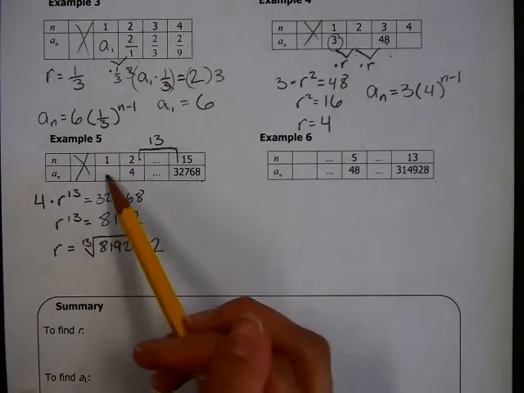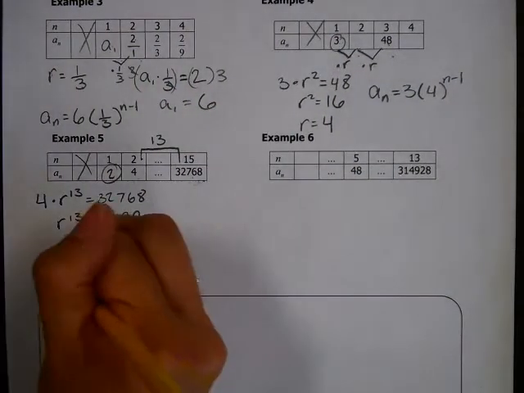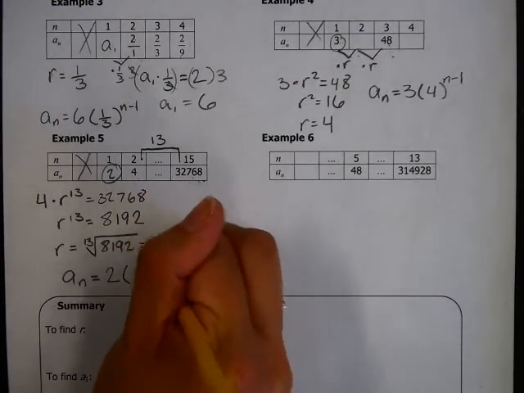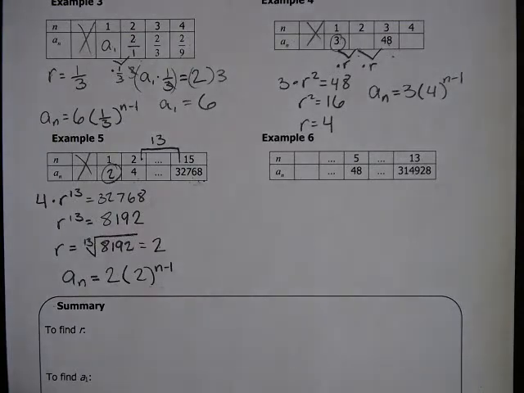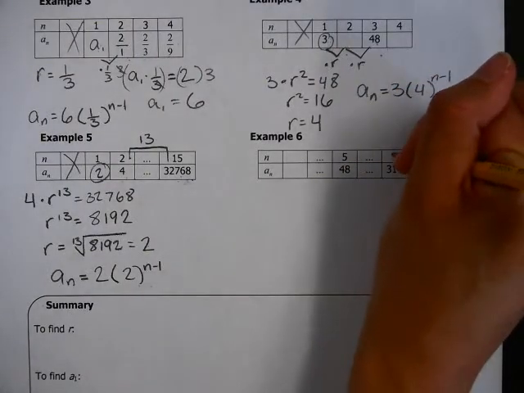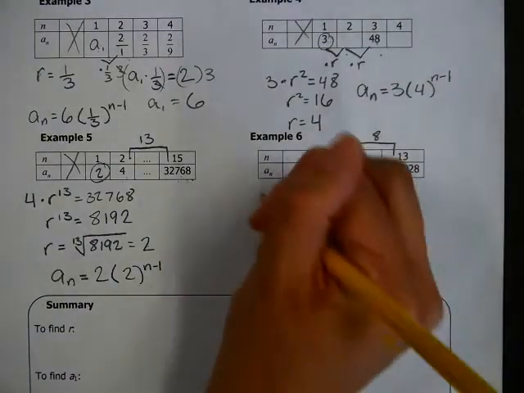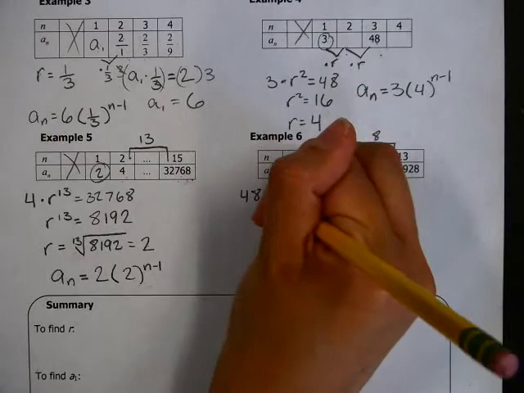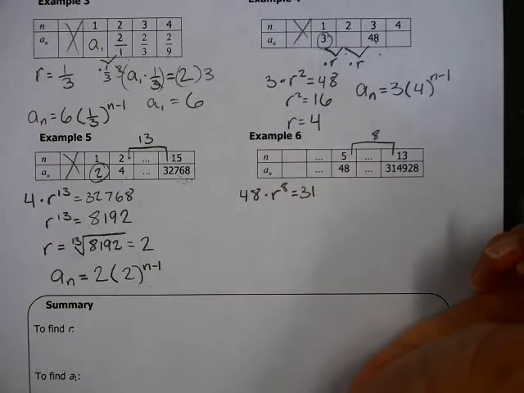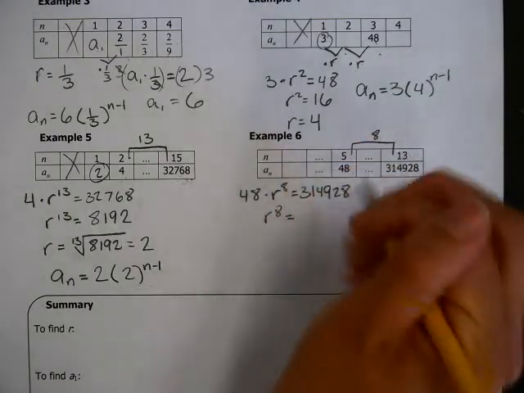We could work backwards one. What number times 2 equals 4? So our first term is 2. A sub n equals a1 times r to the n minus 1. Alright, same process here. We are moving from 5 to 13, so that is 8 spaces. We're starting at 48. So 48 times r to the 8th power will be 314,928.